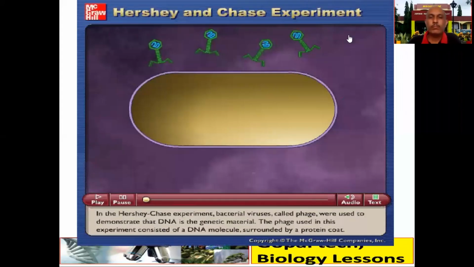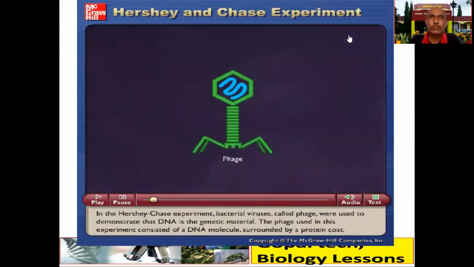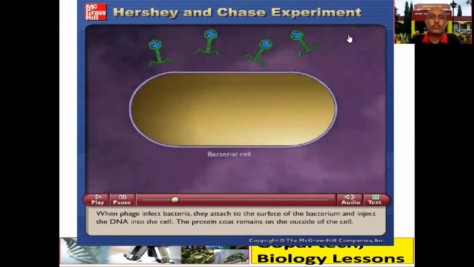In the Hershey Chase experiment, bacterial viruses called phage were used to demonstrate that DNA is the genetic material. The phage used in this experiment consisted of a DNA molecule surrounded by a protein coat. When phage infect bacteria, they attach to the surface of the bacterium and inject the DNA into the cell. The protein coat remains on the outside of the cell.